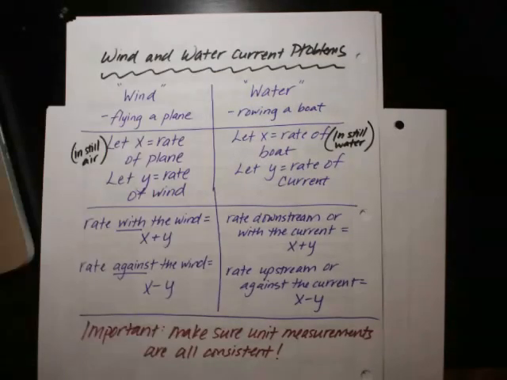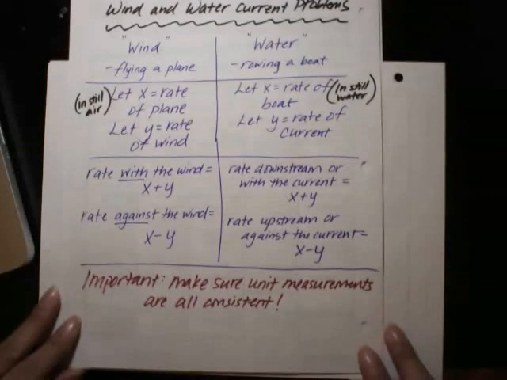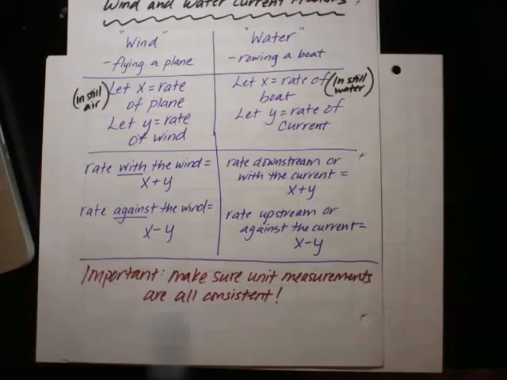Regardless of the situation, whether you're talking about wind or whether you're talking about water, you have one very important thing that you must remember. You have to make sure absolutely every single time that your unit measurements are all consistent. If you're talking about hours, make sure that throughout the entire problem, your unit measurements are in hours. If you're talking about minutes, make sure that in every single situation you have converted the measurements to be just minutes. You get to decide which one makes sense.